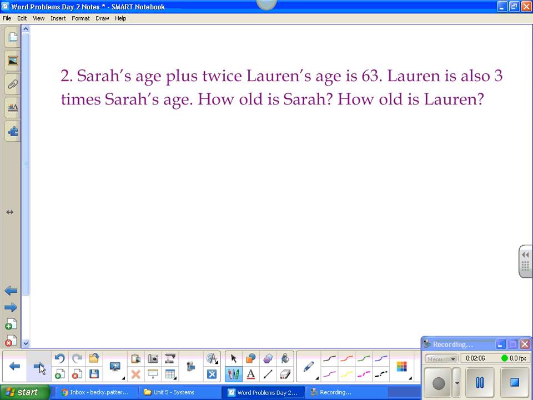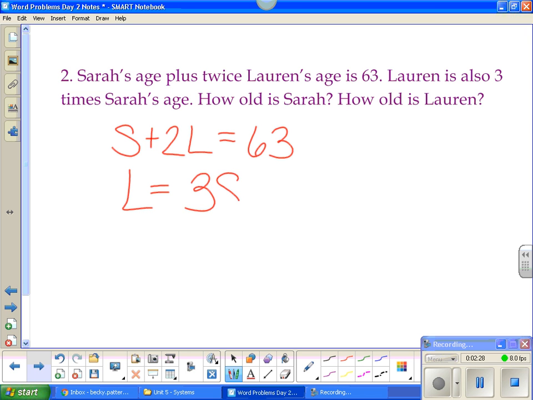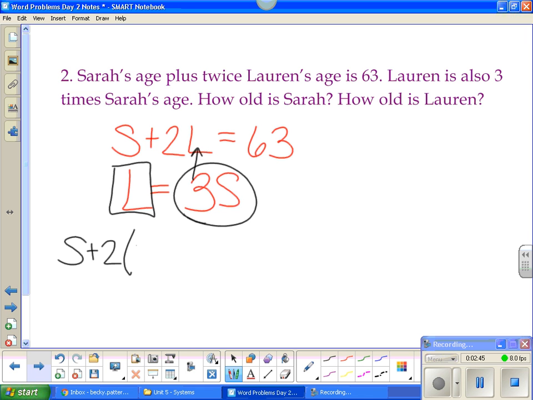Sarah's age plus twice Lauren's age is 63. Lauren is also 3 times Sarah's age. How old is Sarah? How old is Lauren? So Sarah's age plus twice Lauren's age is 63. Lauren is 3 times Sarah's age. So this one is actually a substitution problem because I have a variable that's by itself. That's what I'm going to substitute in for it. Since it equals L, I'm going to substitute it in for L. So I'm going to write S plus 2, and then I'm going to substitute.